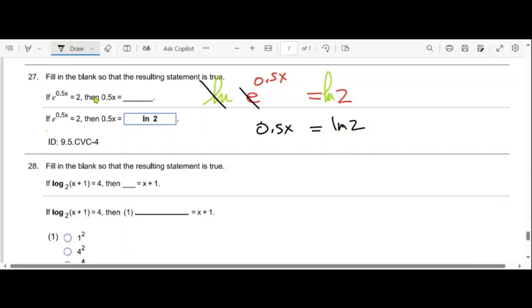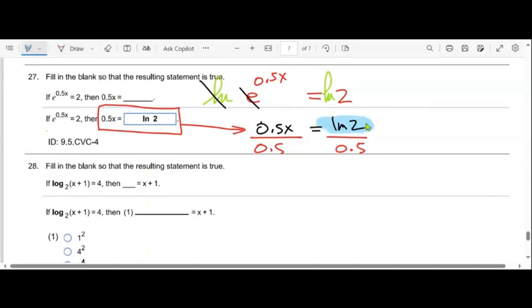Only the 2 will be left, right? Now I need to get rid of the 0.5. What should I do? Divide 0.5 on both sides. Actually, he just wants you to write the answer in that form. So what's the final answer? ln 2. Is this clear? Yes. No need to divide, because that's an extra step. It doesn't ask how much x is. Yeah, the next one.